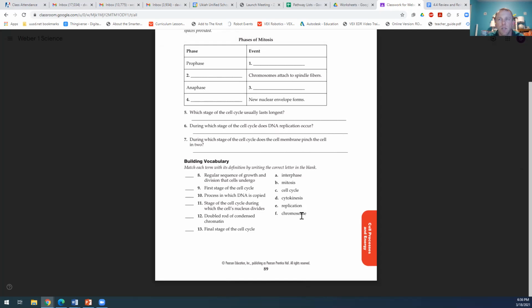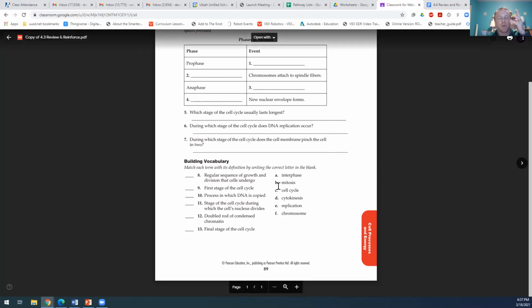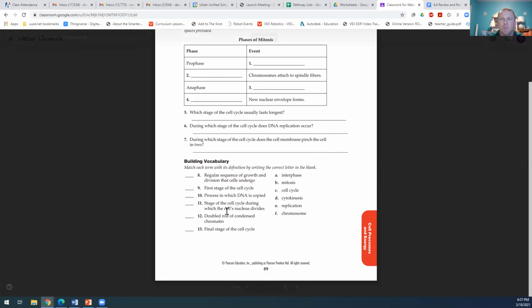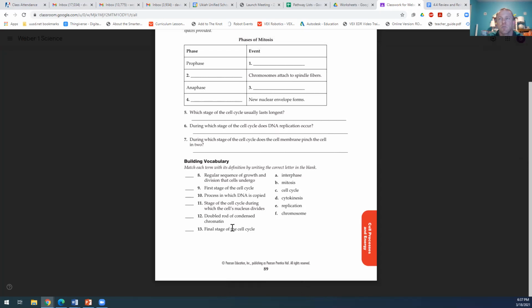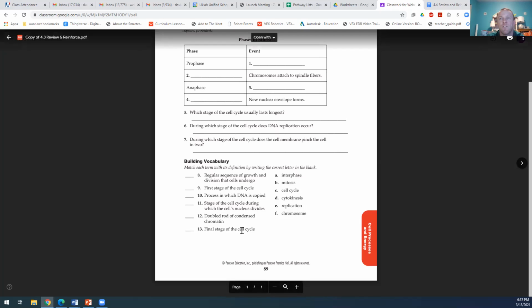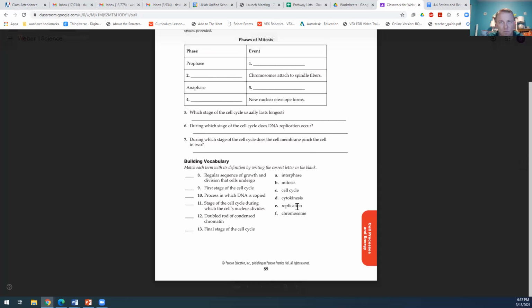Okay, which one is that? What do you guys think? Give you a hint. Mitosis. Okay, I'm sorry. Never mind. Cytokinesis, D. Sorry. Whoops. Oh, no, I was right. Mitosis. Oh my goodness. I'm so tired. It's killing me today. 11. Double rod of condensed chromatin. That's a chromosome, F. And then a final stage is cytokinesis. Okay. Sorry about the mitosis one, guys.